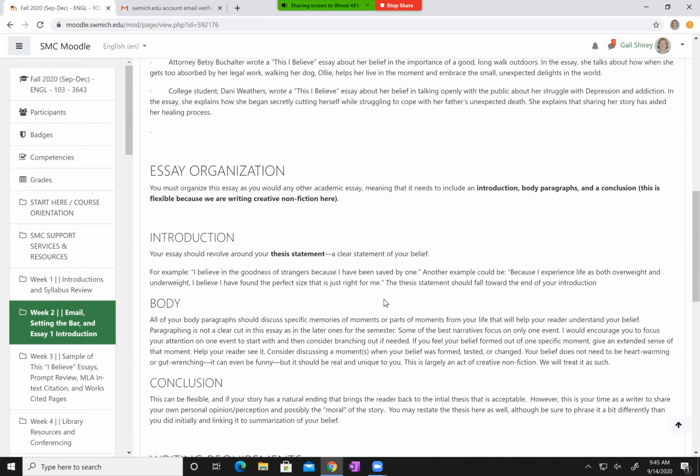The thesis statement for this essay is a statement of your belief. And I want you to use that phrase, I believe, somewhere in your thesis statement. That is required. Now, thesis usually comes at the end of the introduction. So you have your introduction, you're hooking the reader, you're leading them in, giving a little background, and then leading into your thesis statement at the end of the introduction.